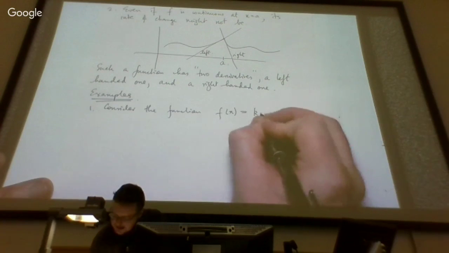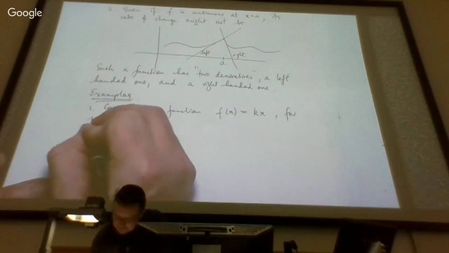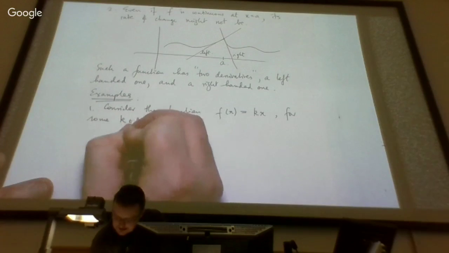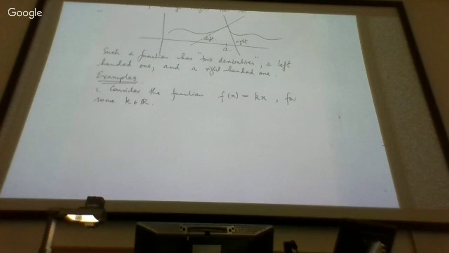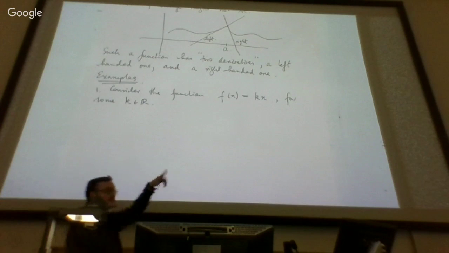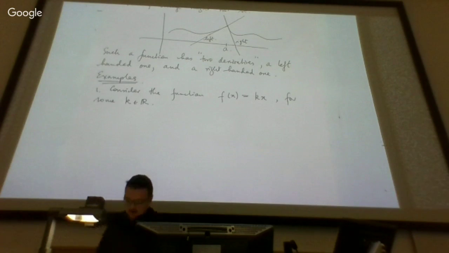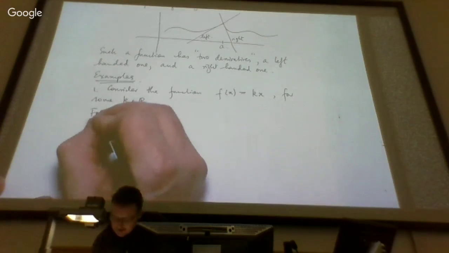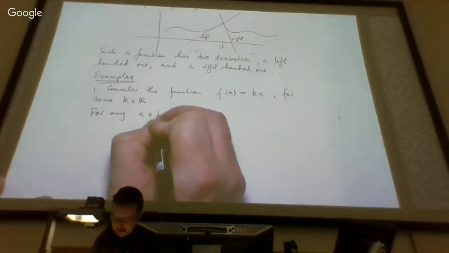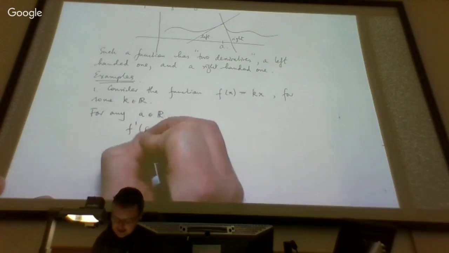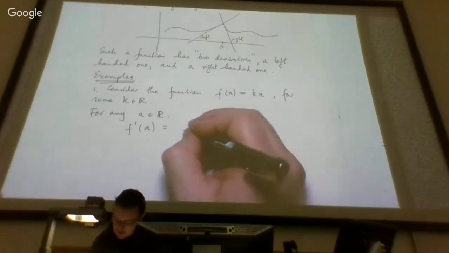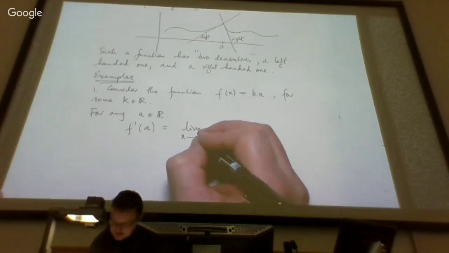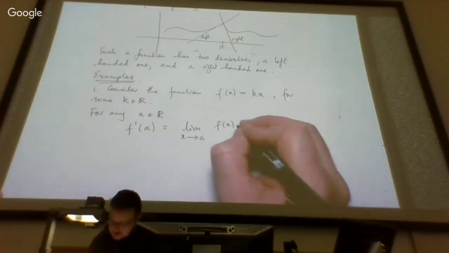f of x is equal to k times x, for some constant k. Okay, so it's a relatively simple function. This is just a function whose graph is going to be a line through the origin. y equals kx is the equation of the line going through the origin. And then for any a in the domain R, the derivative of this function evaluated at a, well, by the definition, it's the limiting value as x approaches a of the relative change.